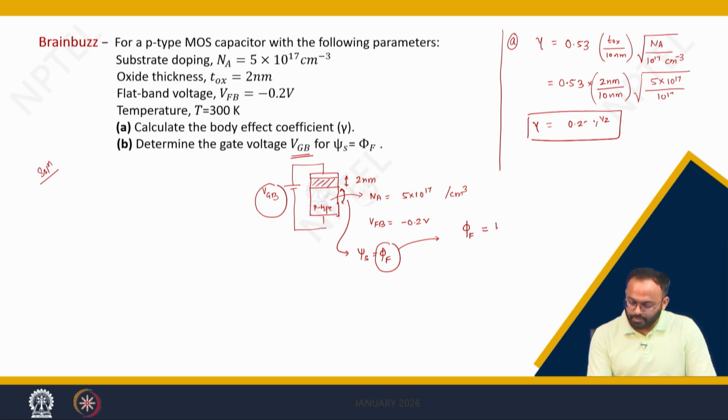So, phi f can be given by kT over q log of Na by Ni. If you put all those values, this is nothing but 26 milli electron volts log of Na, which is given as 5 into 10 to the power of 17, and the intrinsic carrier concentration, which is 1.5 into 10 to the power of 10 for silicon. If you solve this, ultimately the phi f value comes out to be 0.45 volts.